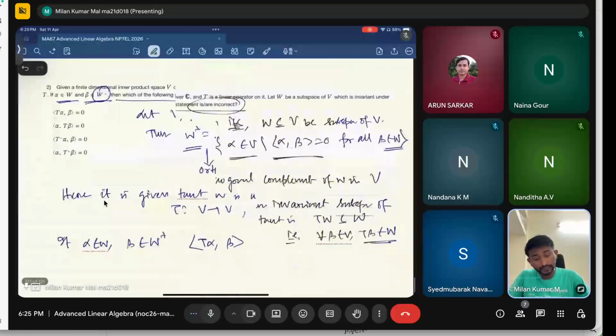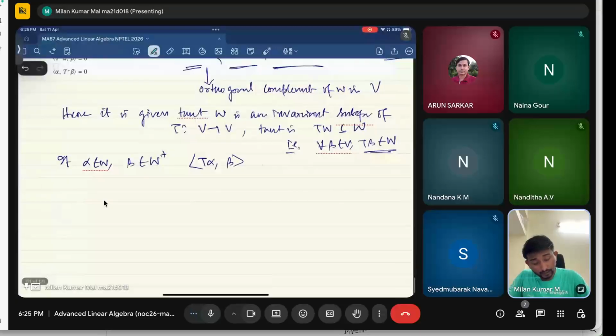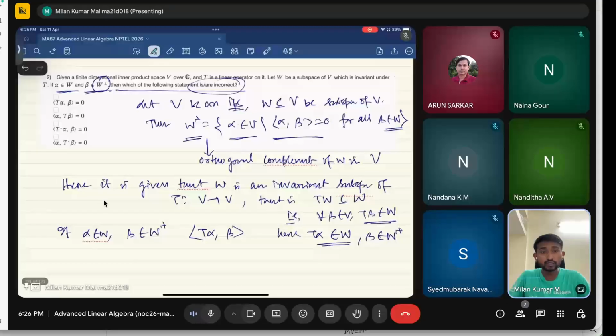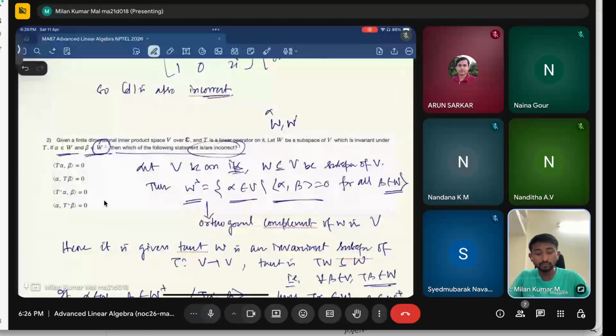So note that here T alpha is again in W and beta is in W perp. So by definition of W perp, if I consider an element coming from W, that will be orthogonal, that will have inner product zero with any vector. So basically W and W perp is something like that. If you take alpha from here, beta from here, and take the inner product, that will be 0.